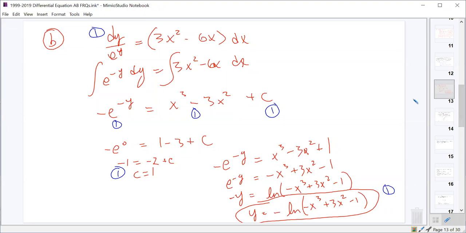How are we feeling about these? We feel like we're getting the hang of them? A little bit. A little bit. Good, I guess.